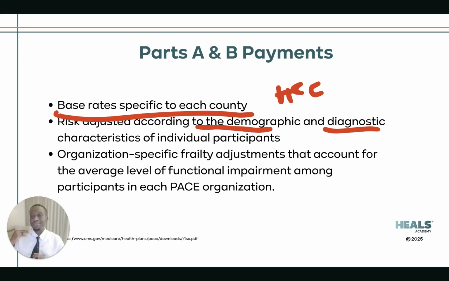In addition to that, PACE plans also receive an organization-specific frailty adjustment that accounts for the average level of functionality impairment among participants within the PACE programs using the ADLs. Depending on how frail the beneficiaries are, the PACE plan will also get an adjustment based on that final payment risk score that a PACE program will get. So as you look at the Parts A and B capitated payment for PACE plans, you're looking at the base rate, the risk adjustments, and also the frailty scores that all bundle together into a payment score for the PACE program. So in some regard, this is very similar to the MA.